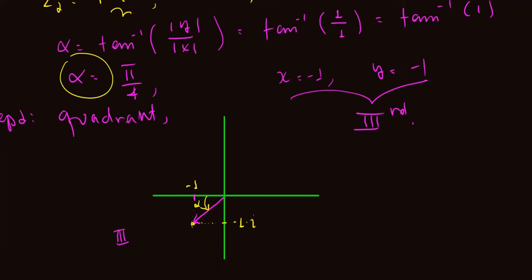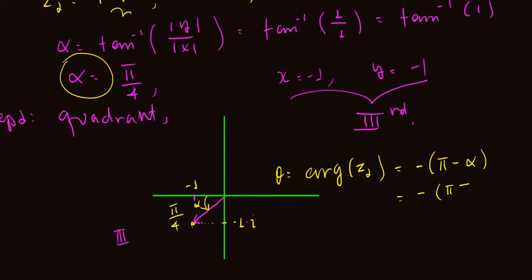Here alpha is pi over 4, and since it is in the third quadrant, the argument of z2 will be equal to, what did we say? The negative of pi minus the alpha which is calculated. So this is minus pi over 4. So this is equal to minus, since the value inside is 3 over 4, minus 3 pi over 4.